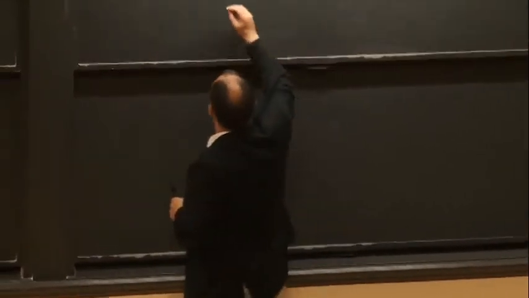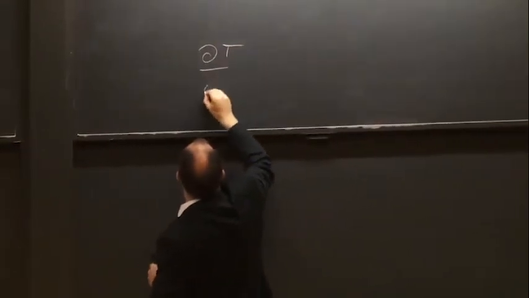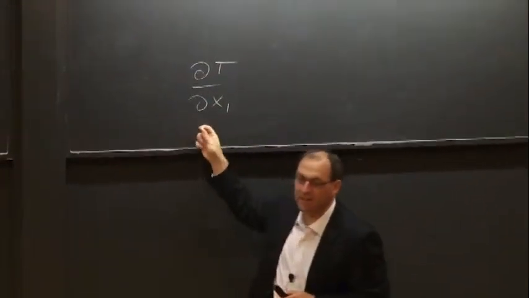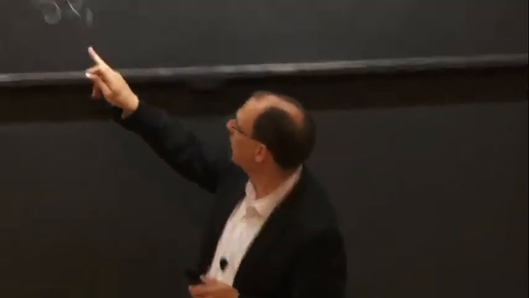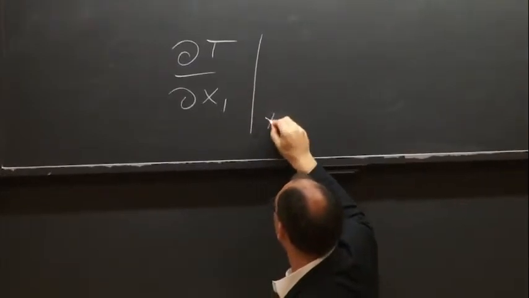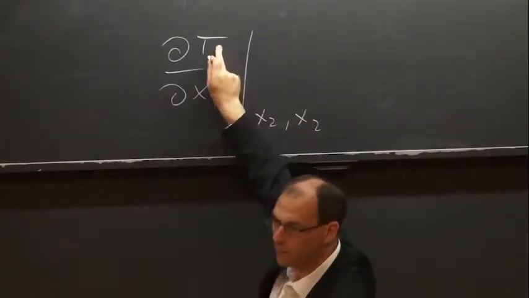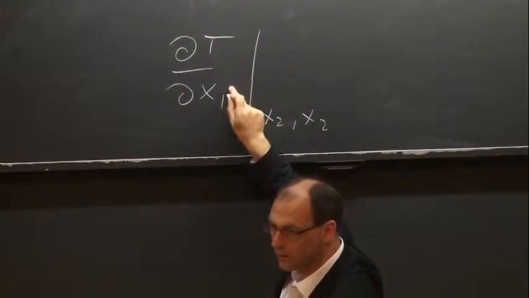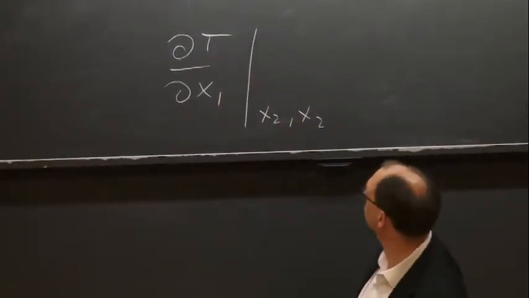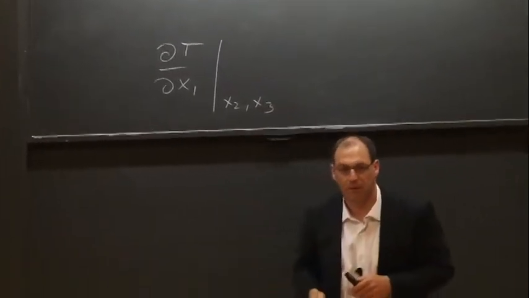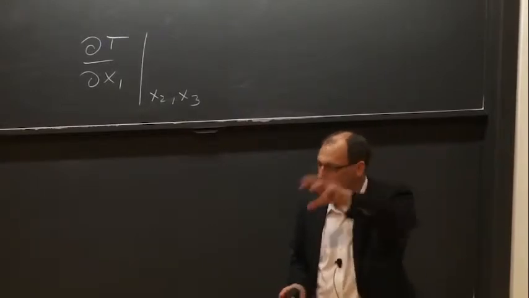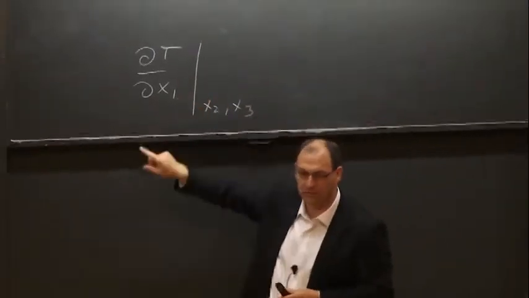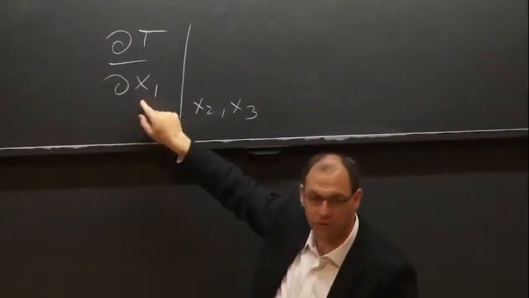Okay? Why is that important? Because if I write dT by dx1, this has a very clear meaning only if I know x2 and x3. This is the change of the temperature with x1, but keeping x2 and x3 the same. So a partial derivative is only defined in the context of a whole coordinate system, not in terms of just one single coordinate.